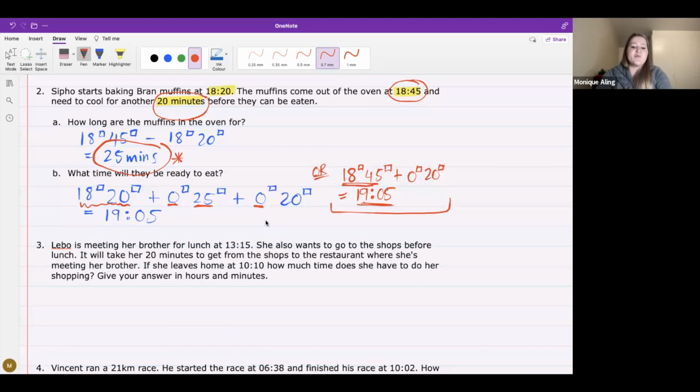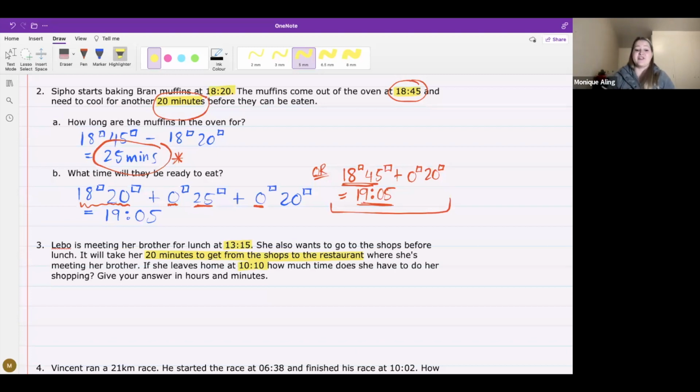Lebo is meeting her brother for lunch at 13:15. Just gonna highlight that. She also wants to go to the shops before lunch. It will take her 20 minutes to get from the shops to the restaurant where she's meeting her brother. Okay. If she leaves home at 10:10 in the morning, how much time does she have to do her shopping? Give your answer in hours and minutes.